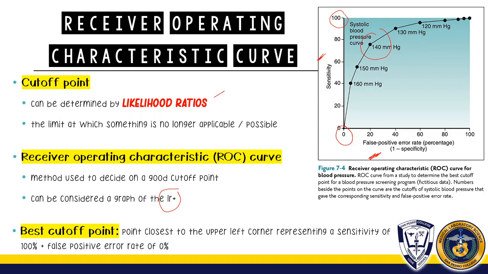Kung tan-awon man gud ninyo aning 150 and 160, grabe kataas pa og error rate. False positive error rate. Kani man lagi si 160, duol man siya og 0. But then again, try to look, grabe kababa sa iyang sensitivity, nasa 40% na lang. Kung 150 ta, ubos pa gihapon ni siya, siguro ingon nato 50%.